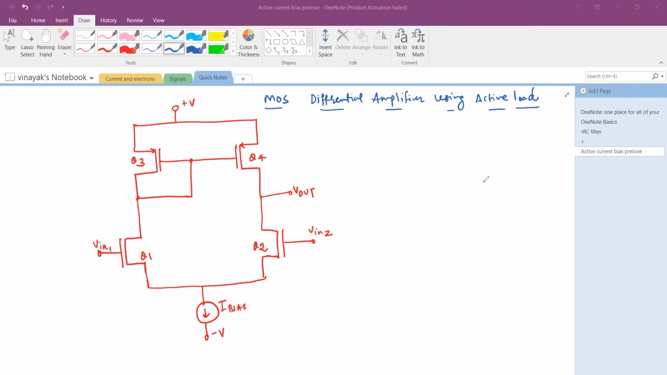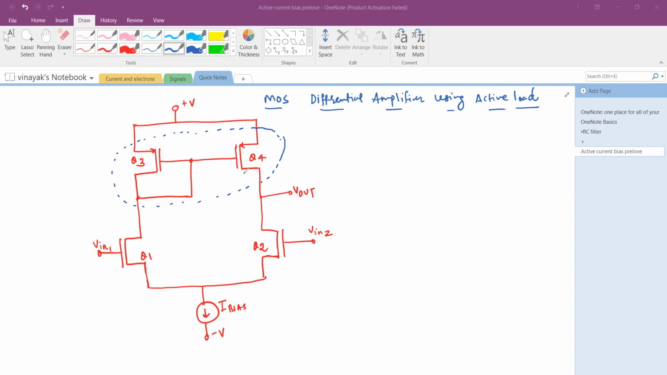So in our previous module, you saw that we have used passive loads in the differential amplifier. Now, what is passive load? Right here, the transistors Q3 and Q4 make an active load for the circuit. If we replace this network of Q3 and Q4 simply with resistors, then the circuit is called a MOS differential amplifier using passive load, or simply a MOS differential amplifier.